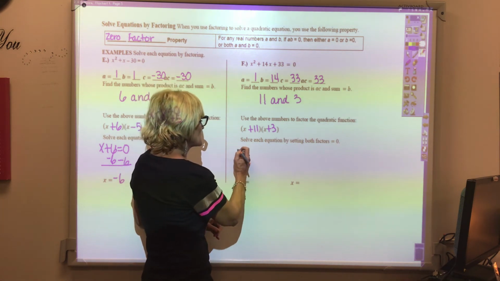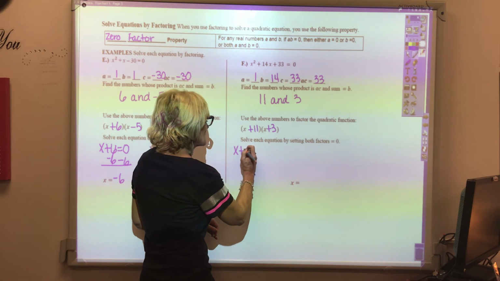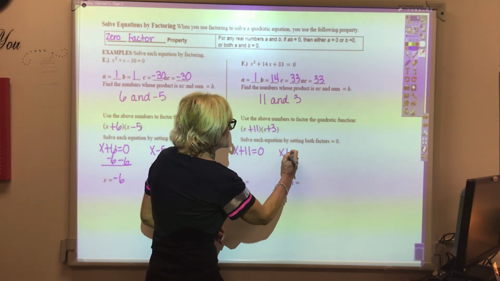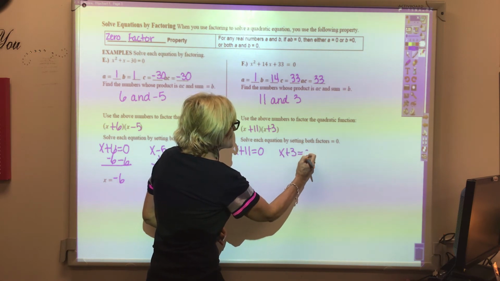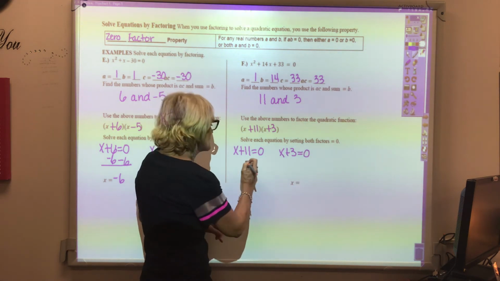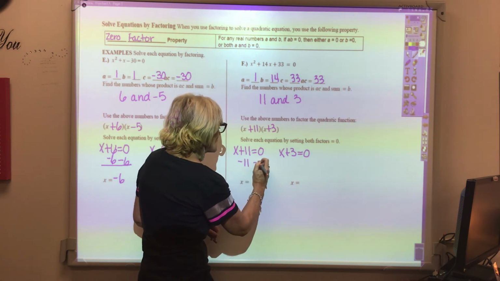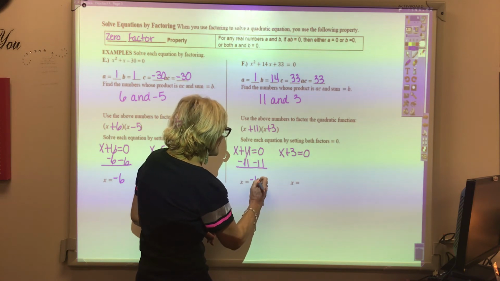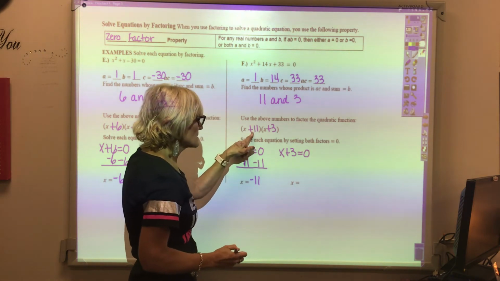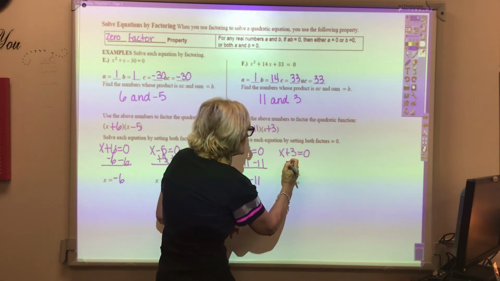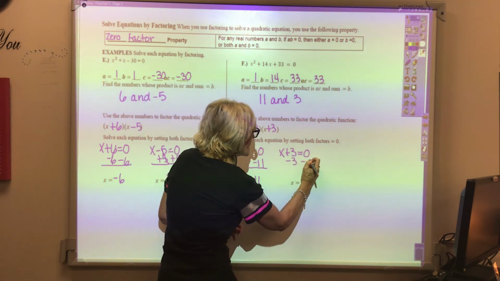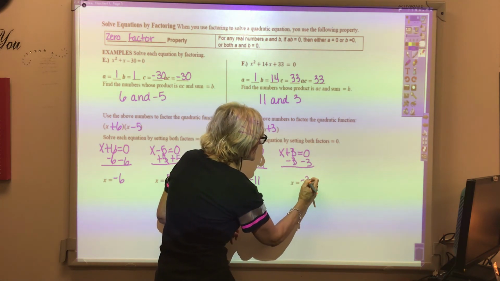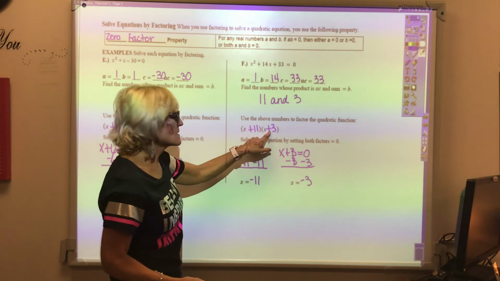Now we'll set both parts equal to 0. x plus 11 equals 0. x plus 3 equals 0. We'll subtract 11 from both sides to solve the first one for x. x will be negative 11. Notice again, it's just the opposite sign of this. Subtract 3 from both sides. x is negative 3. Again, it's the opposite of this.